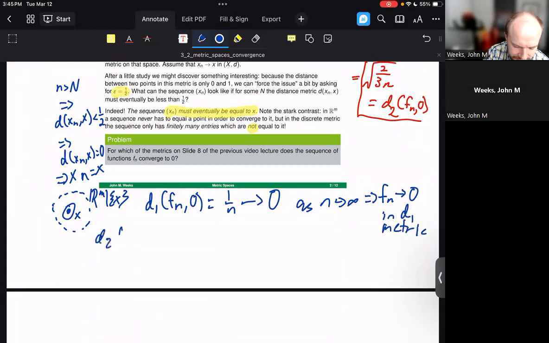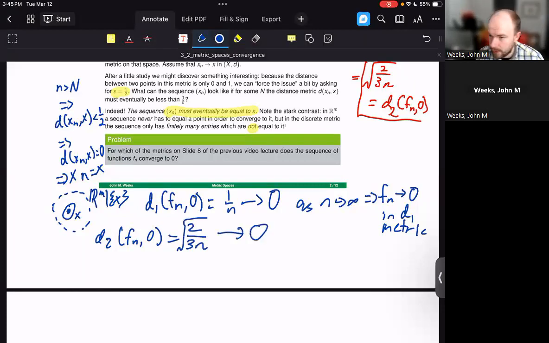D sub 2 of f sub n comma 0 is equal to the square root of 2 over 3n, and this also goes to 0. Again, we can say, probably without any work in our homeworks, that 1 over n goes to 0. No need to prove that every single time. But proving something like this was probably a good idea just to keep our epsilon and N proofs sharp. How would you show square root of 2 over 3n goes to 0?